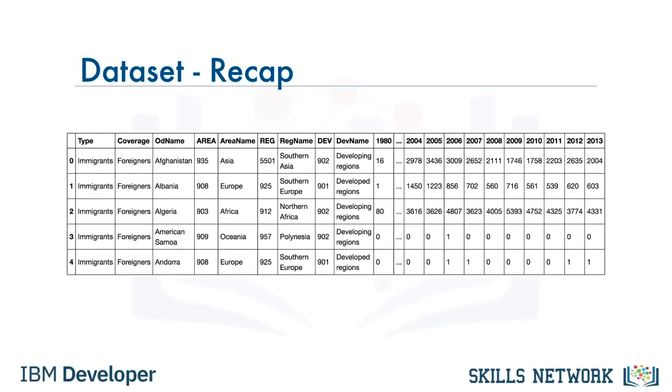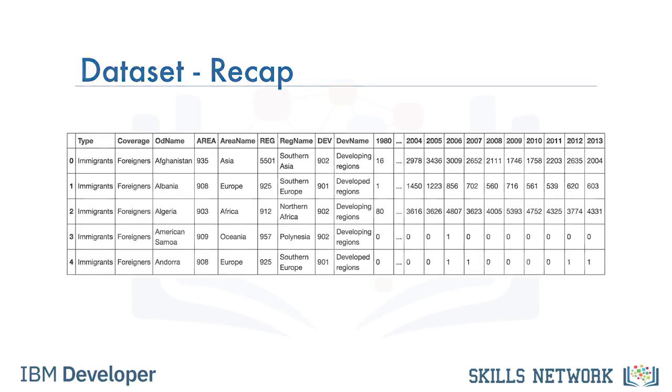Now let's see how we can create a box plot with Matplotlib. Before we go over the code to do that, let's do a quick recap of our data set. Recall that each row represents a country and contains metadata about the country, such as where it is located geographically and whether it is developing or developed. Each row contains numerical figures of annual immigration from that country to Canada from 1980 to 2013.